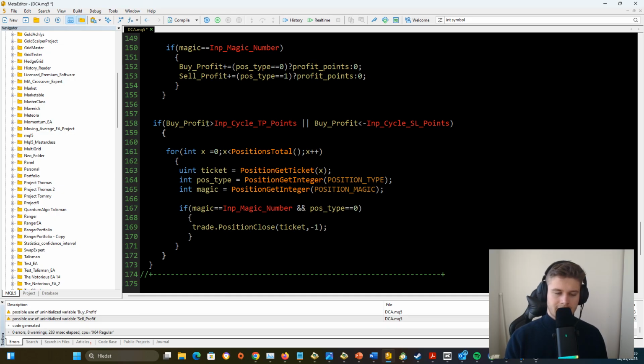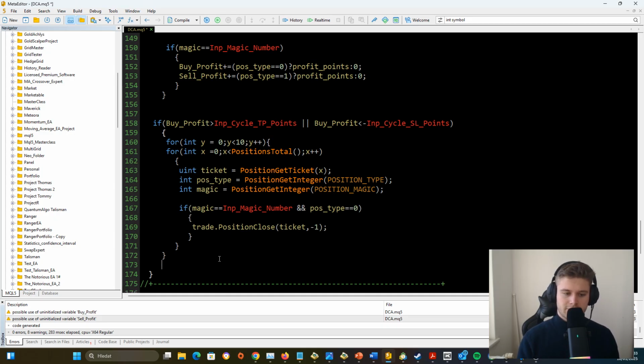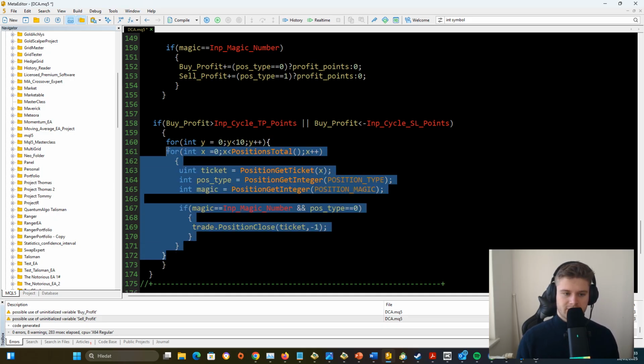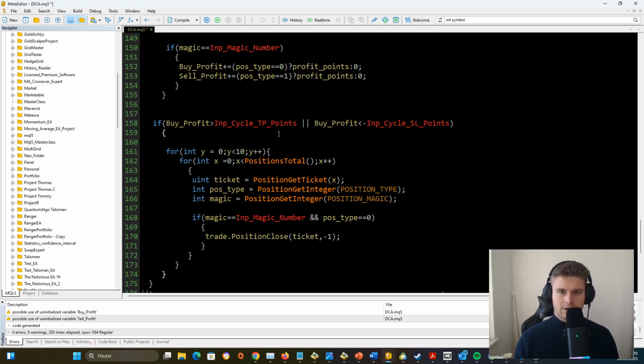Also, when you are working with closing multiple positions, it's always a good practice to do a nested for loop, just to make sure you close all of them. So just do something like this and nest the second for loop inside the first one. Yeah, it's not difficult.